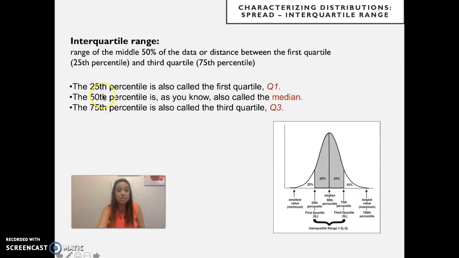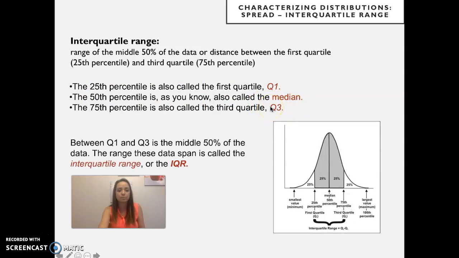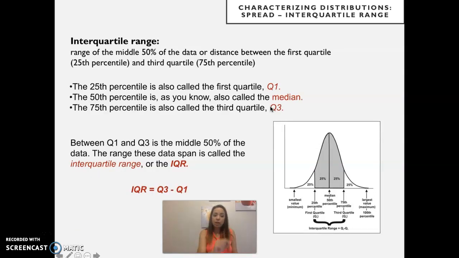So the 25th percentile is also called the first quartile, or Q1. The 50th percentile, as you know by now, is called the median, and the 75th percentile is also called the third quartile, or Q3. So between Q1 and Q3 is the middle 50% of the data. The range these data span is called the interquartile range, or the IQR. One more time for clarity, IQR equals Q3 minus Q1.